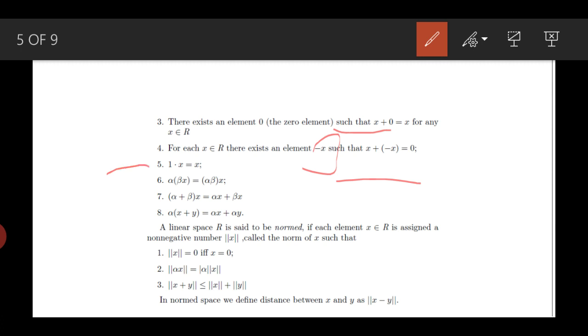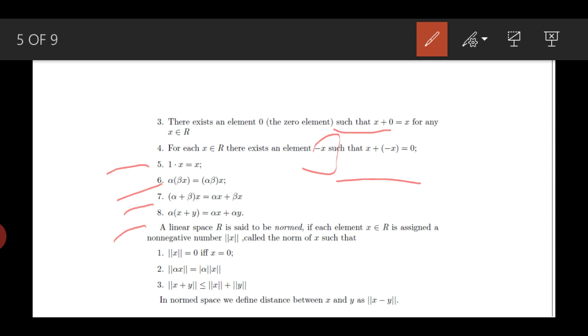The fifth property says that 1 times x is equal to x. The sixth property says that alpha times beta times x, if I multiply first by beta and then by alpha, is the same as multiplying the scalars first and then multiplying with the element. The seventh property says that adding the scalars alpha plus beta and then multiplying with the element is equal to multiplying first with the scalars and then adding.